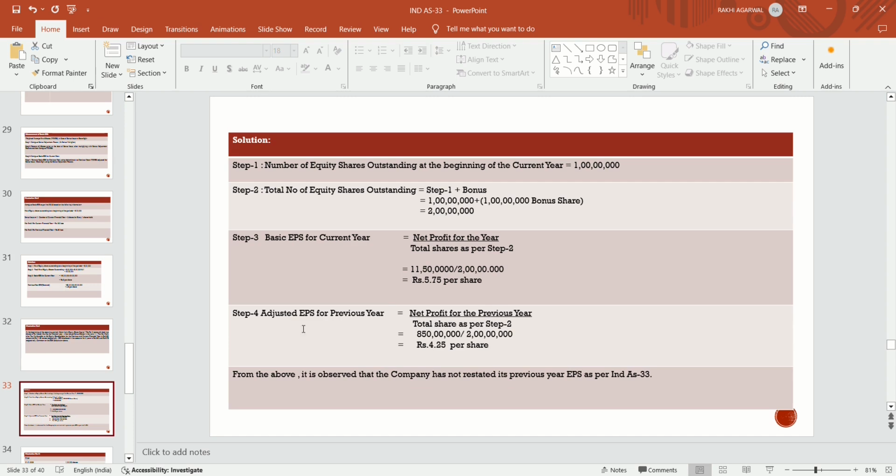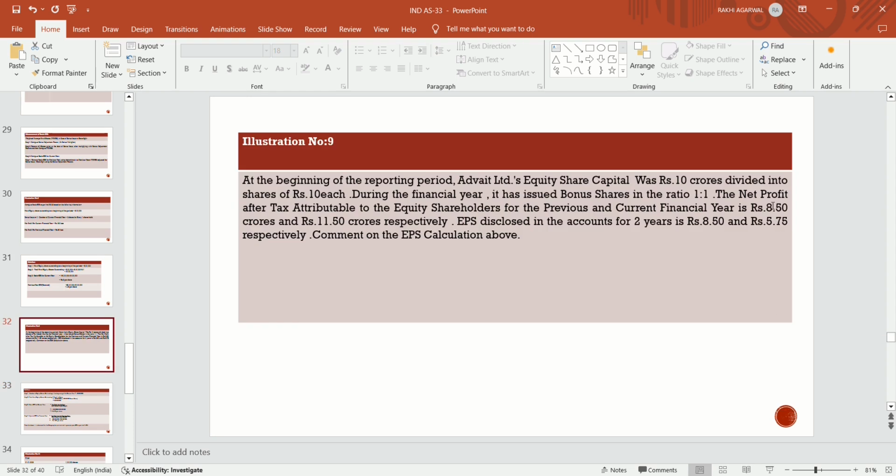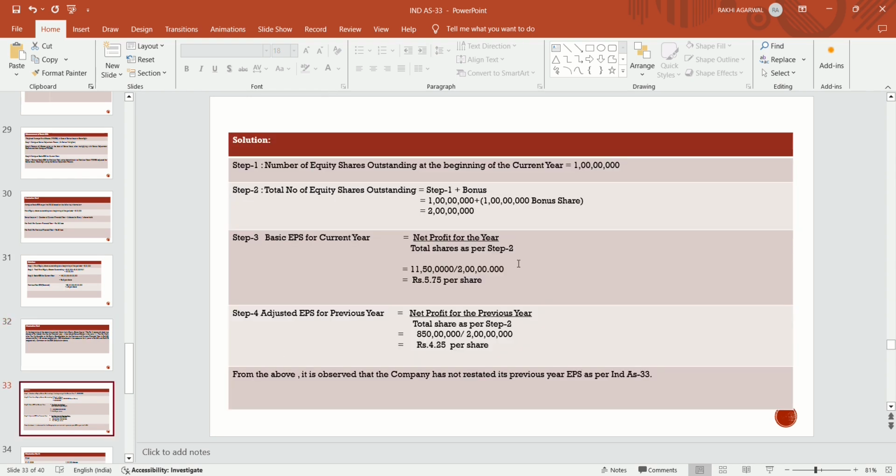And the adjusted EPS for the previous year: the net profit for the previous year is 8.50 crores, that is 8 crore 50 lakhs divided by 2 crore.